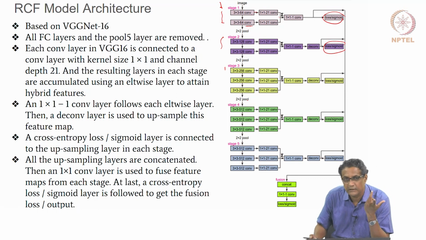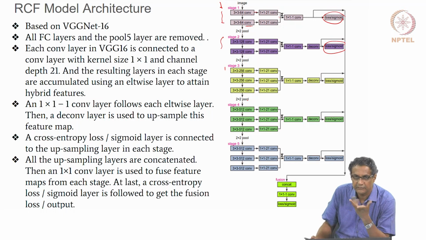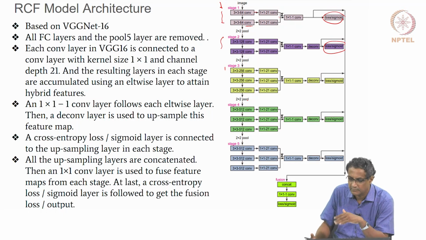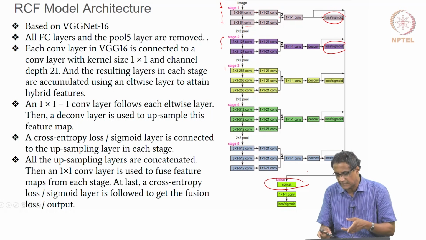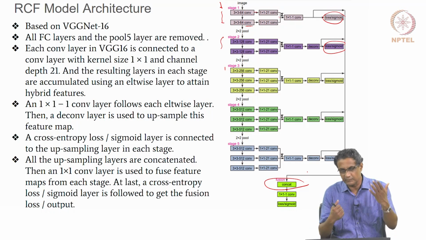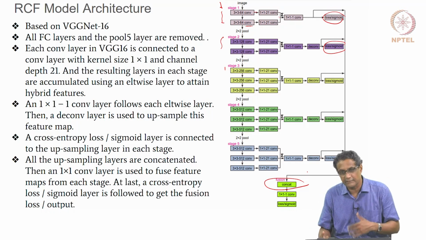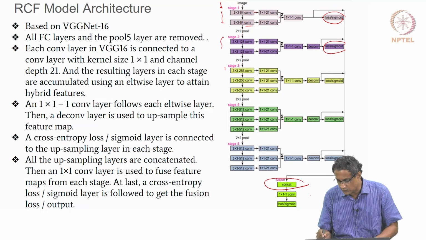So the 1 cross 1 convolution we saw earlier is very useful to be able to match dimensions and so on. Finally, they fuse. The fusion is actually a concatenation here, whereas earlier it was a weighted average. Here they concatenate, and then follow it up with some 1 cross 1 convolution, and then there is the final output loss.